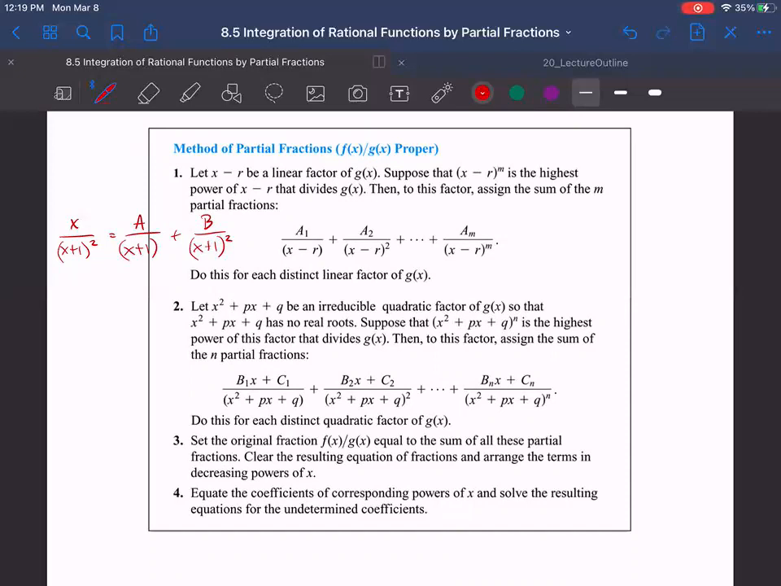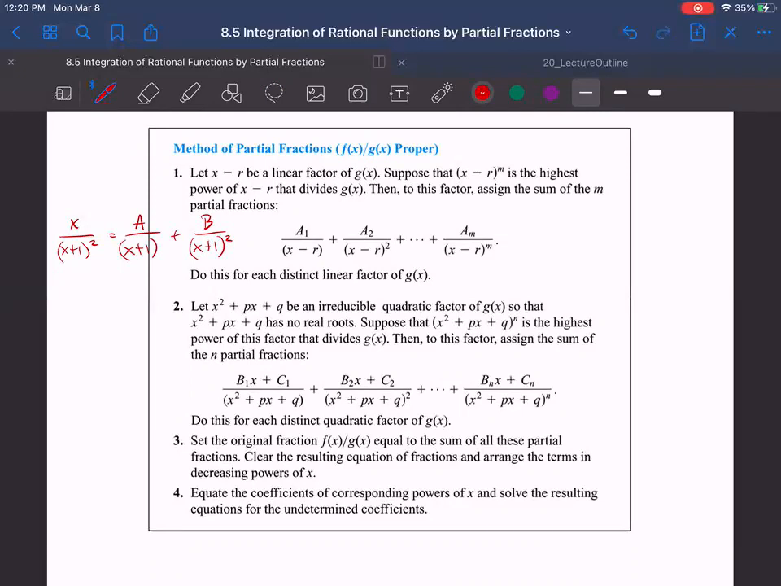Okay? In part 2, step 2, let x squared plus px plus q be an irreducible quadratic factor of g of x. So we can't get this one down to what we have in step 1, right? We have to leave it as that. So that x squared plus px plus q has no real roots. If it has real roots, then we can break it down further, and you should. Suppose that x squared plus px plus q to the n is the highest power of this factor that divides g of x. Then to this factor, assign the sum of the n partial fractions.